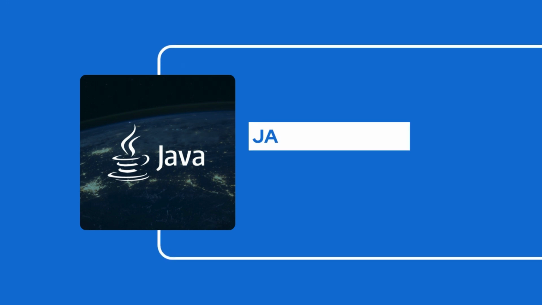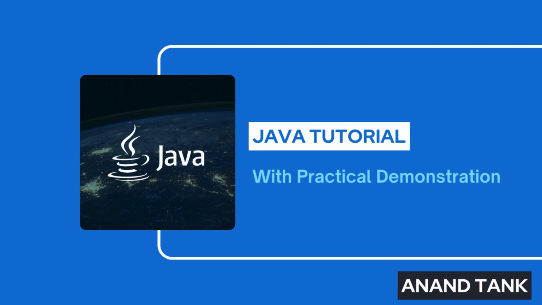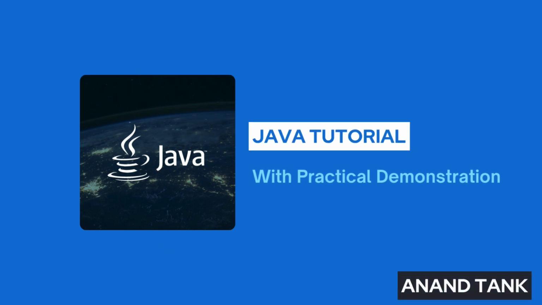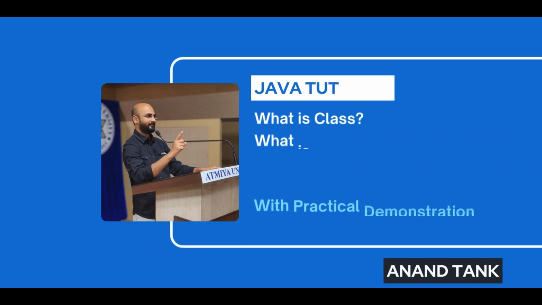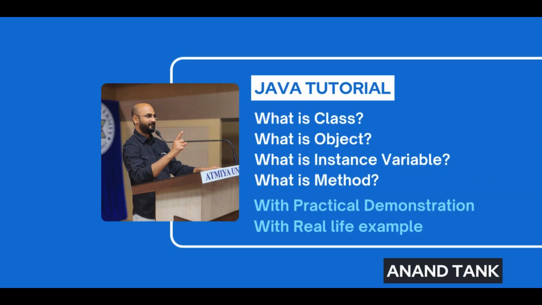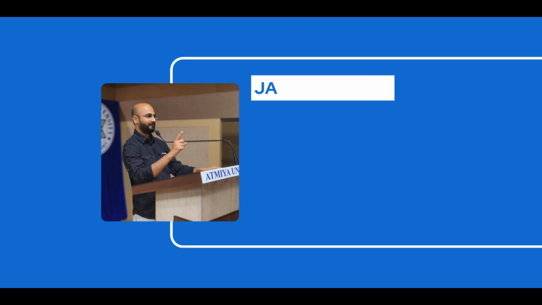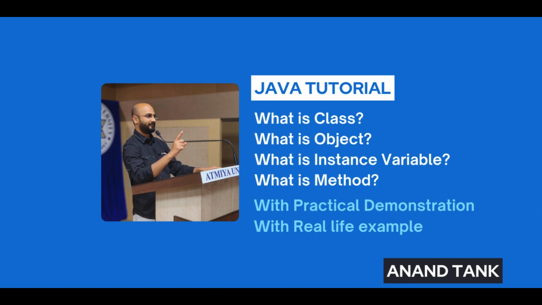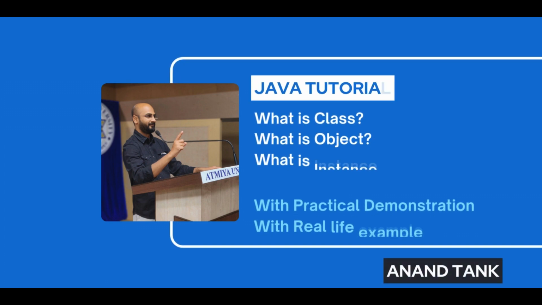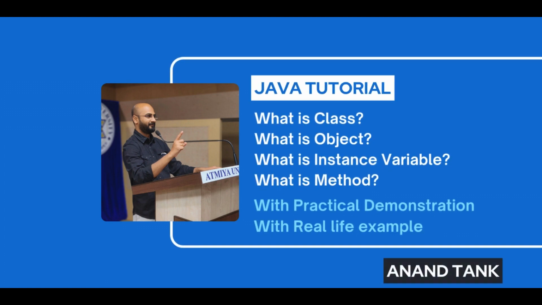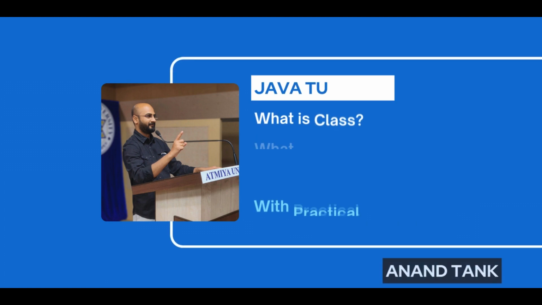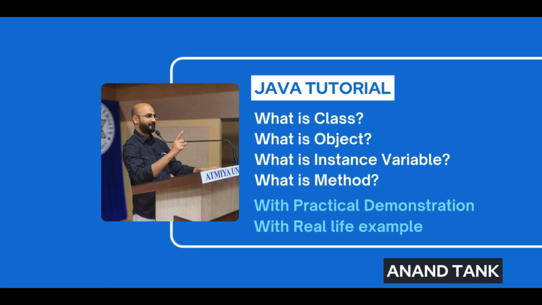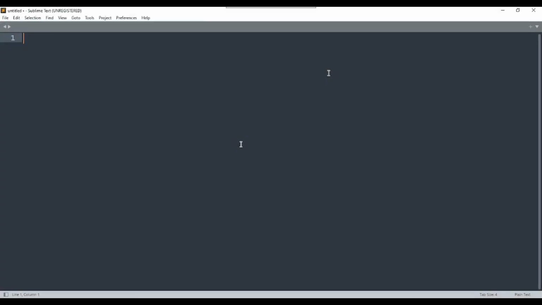In this video series, we are learning the Java programming language with practical demonstration. In this video, we will discuss the concept of object-oriented programming, like what is class, what is object, what is instance variable and what is a method. I will show you all these concepts practically with a real life example. So, let's start the session.